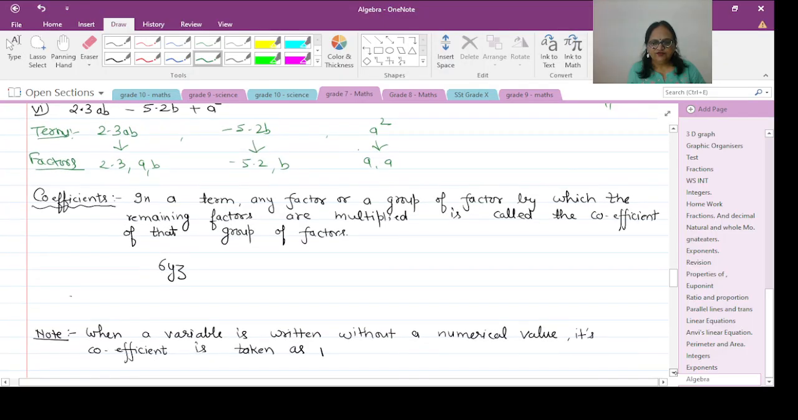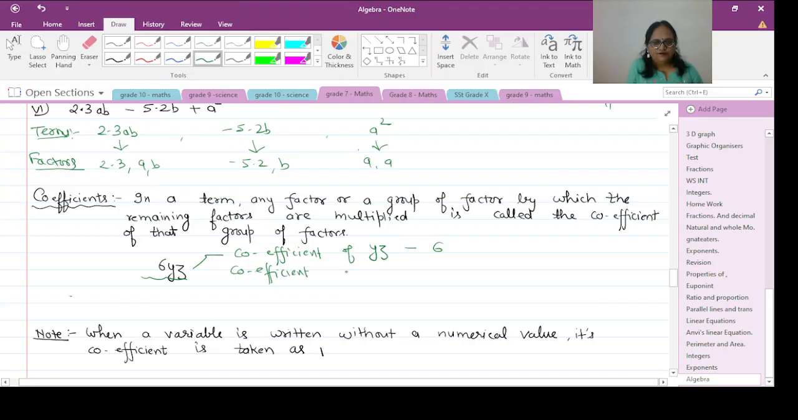The next concept which we have to do is the coefficient. So in a term, any factor or a group of factors by which the remaining factors are multiplied is called the coefficient. So let's take an example. For example, I have 6yz. So coefficient of yz, just hide yz. yz को आप अगर hide कर देते हो तो you are left with only 6. So coefficient of yz is 6.